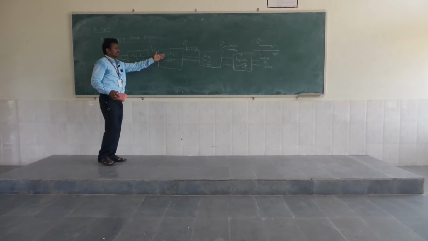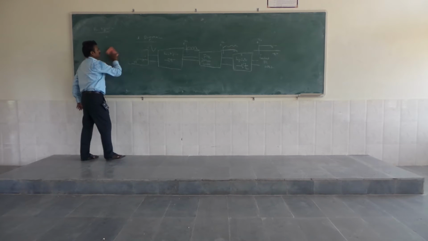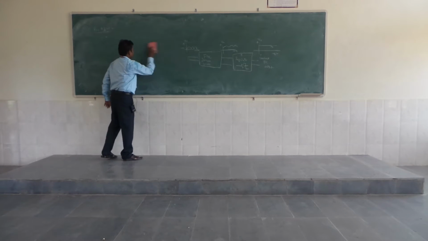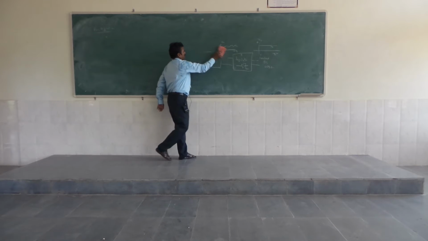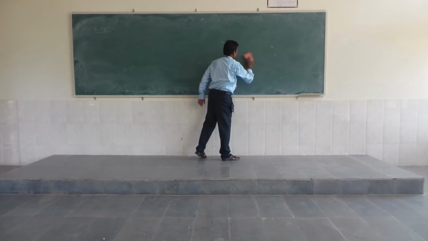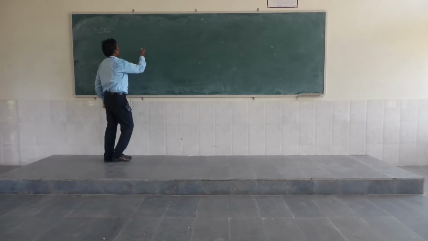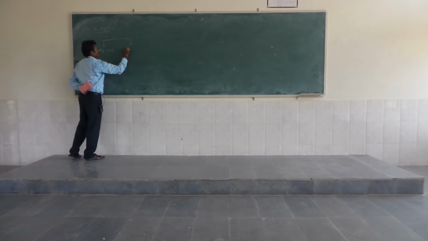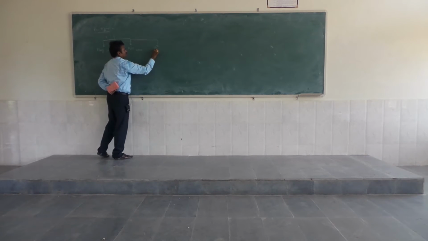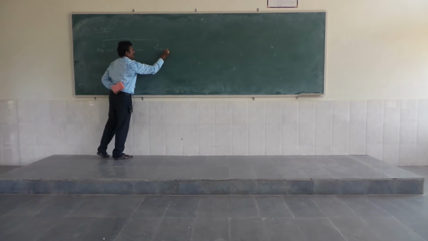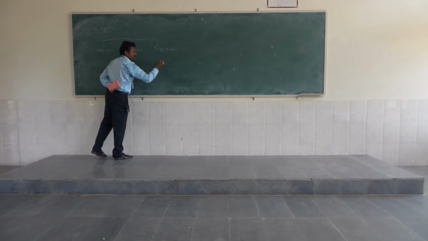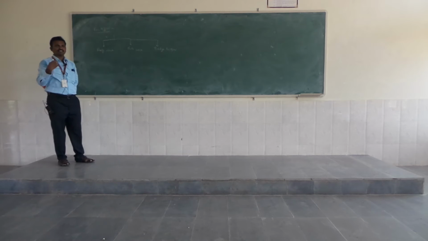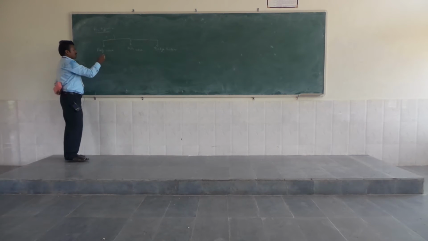Next, now we will discuss the rectifier. Rectifiers are of three types: half wave rectifier, full wave rectifier, and bridge rectifier. The main function of a rectifier is that it converts AC to pulsating DC. So first, the half wave rectifier.